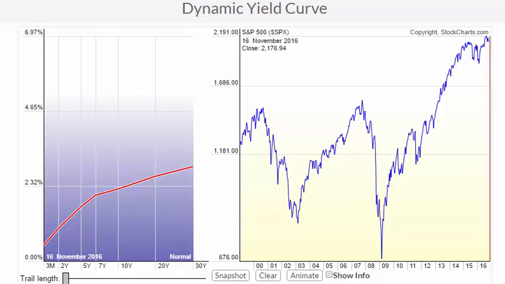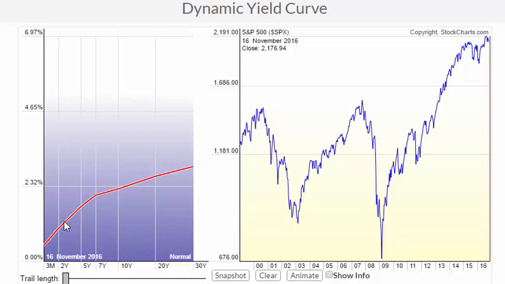If you can see, this red line is a graph. It's an XY graph. Down the bottom it's 3 months, 2 years, 5 years, 7 years, 10 years, 20 years, and 30 years. This is the term structure, and this is the interest rate on the side of what you would get for treasuries. If you were to buy a 3-month treasury, you're getting very, very little. If you buy a 30-year treasury, you're getting even less, maybe 2.4.